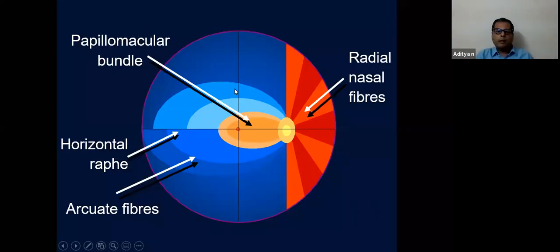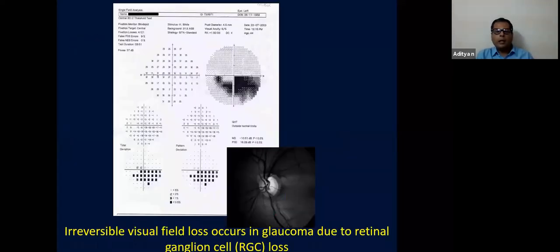Mainly the arcuate fibers are more affected in glaucoma, and this is the area which we assess while doing the visual fields in the patients. And irreversible visual field loss occurs in glaucoma due to loss of the retinal ganglion cells, as can be seen here, and we get these dense defects like this. But the aim of glaucoma management is to avoid such severe loss of RGCs.